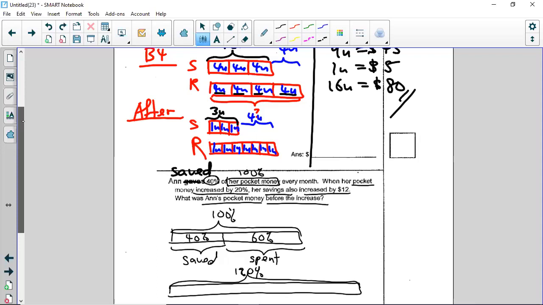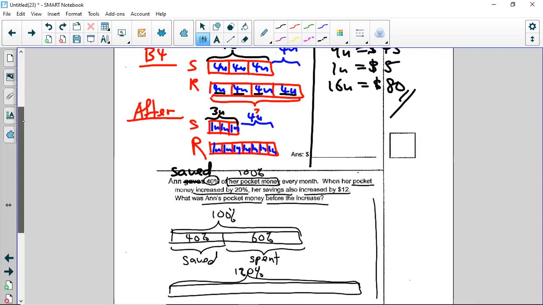There's more pocket money, and her savings also increased by $12. Okay, and then you are stuck already. Now, very easy. Listen carefully. When your pocket money increases by 20%, whatever you do, whether you spend or whether you save, will also increase by 20%. Once you understand that, everything becomes simple.